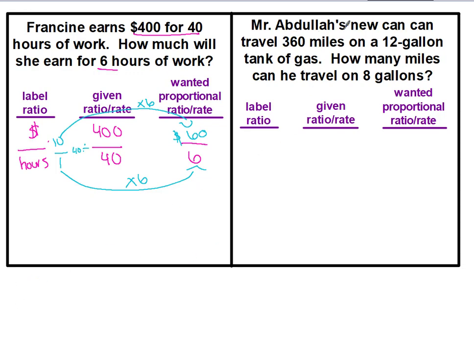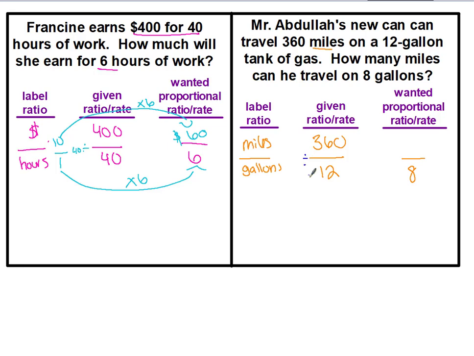Mr. Abdullah's new car can travel 360 miles on a 12-gallon tank of gas. How many miles can he travel in 8 gallons? So my labels are going to be miles over gallons. So 360 miles in 12 gallons. My missing value is miles on 8. So does 12 go into 8? Can I divide 12 by something to get to 8? No. So I'm going to have to work backwards.